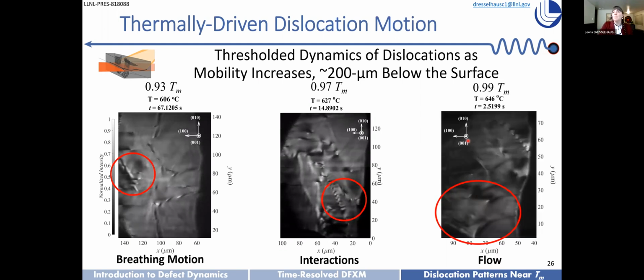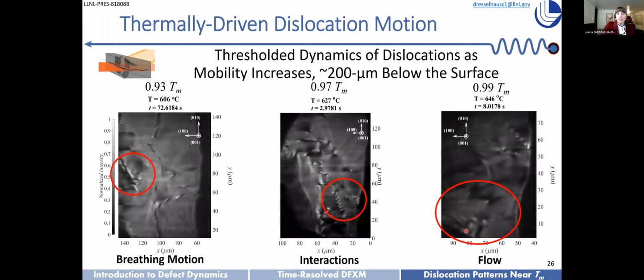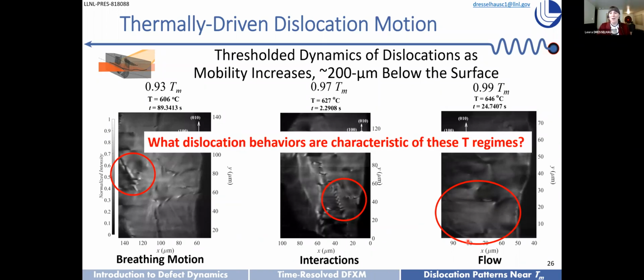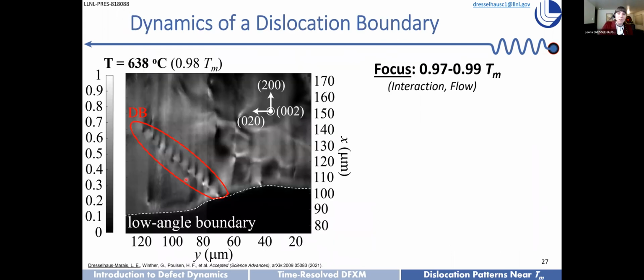However, at the very highest temperatures, we saw something very different. I started to see these dislocations move around and almost flow through each other unobstructed. So the question that I'll focus on for today's talk is, what exactly are the dislocation behaviors that are characteristic of these temperature regimes? To answer that, I'll focus on the dynamics of each of the component dislocations that comprise this single dislocation boundary here. We'll look at the regime where we can resolve this at the single dislocation level, going from 97 to 99% of the melt. That takes us from the interaction to the flow regime.